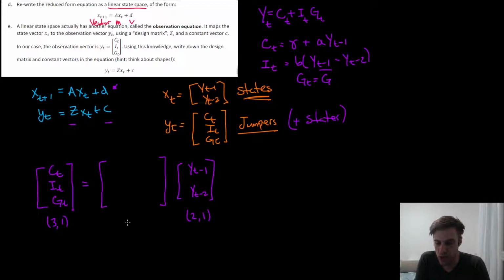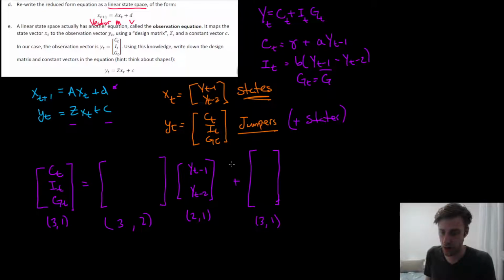We know it's going to be something by 2 because it needs to match the 2 by 1. And then we know the other number is 3 because we're going from 2 thing space to 3 thing space. So it's going to be 3 by 2. And then likewise, we now know that our C matrix, which is the constants, is going to be a 3 by 1 because that will match with yt itself. 3 by 1. Great.